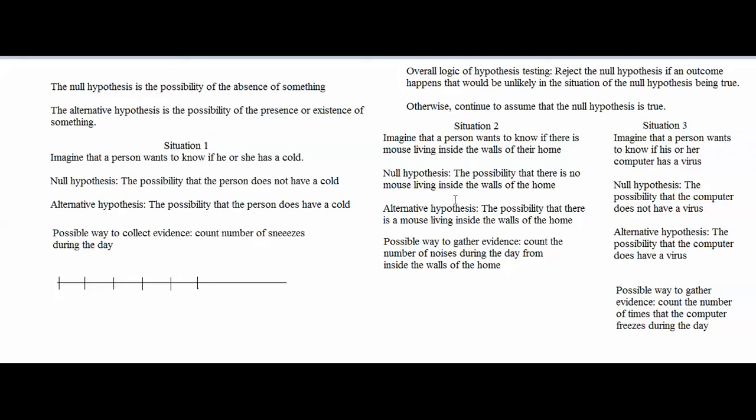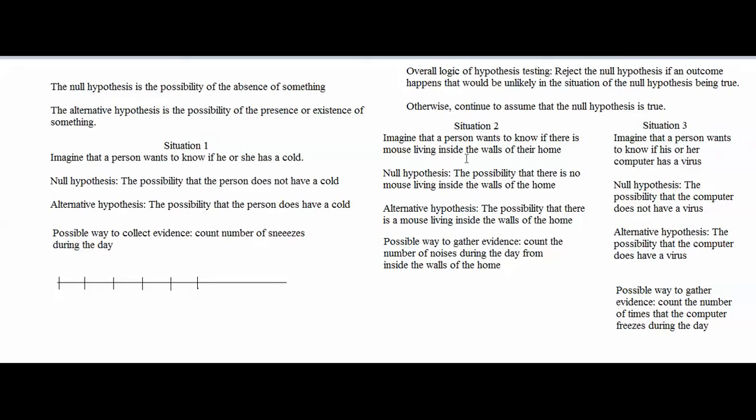So in situation 2, if I hear 8 or 10 noises during the day, in other words, if I just hear a large number of noises during the day coming from the walls of my house, then I know that if the null hypothesis was true and there was no mouse living inside the walls of my home, then it wouldn't be likely that I would hear 10 noises from inside the walls of my house.